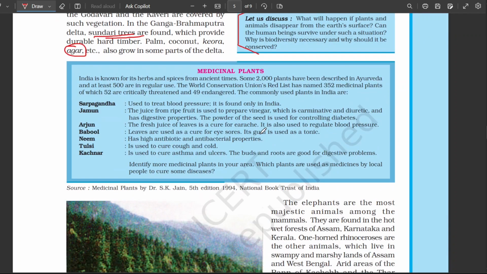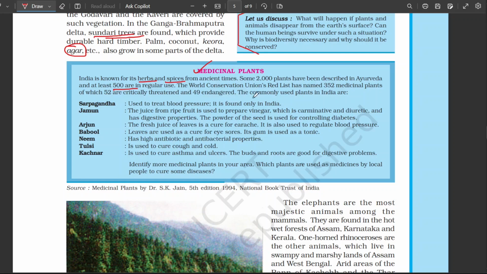One hint is given below, that is medicinal plants. India is known for its herbs and spices from ancient times. India has been trading this with Romans, etc. Some 2,000 plants have been described in Ayurveda, and at least 500 are in regular use. The World Conservation Union's Red List has named 352 medicinal plants, of which 52 are critically threatened and 49 endangered.